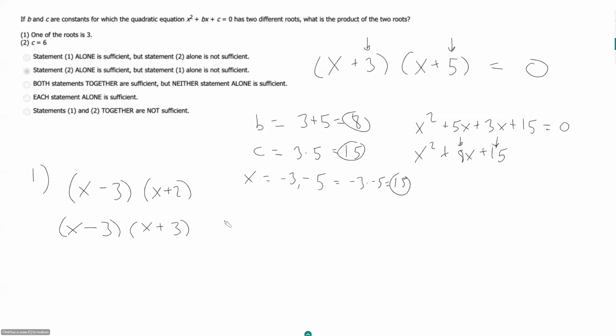And these will give us different values, I assume, for the product of our two roots. So in this case, we would have 3 times -3, which is equal to -9. In this case, we would have 3 times -2, which is equal to -6. So insufficient.